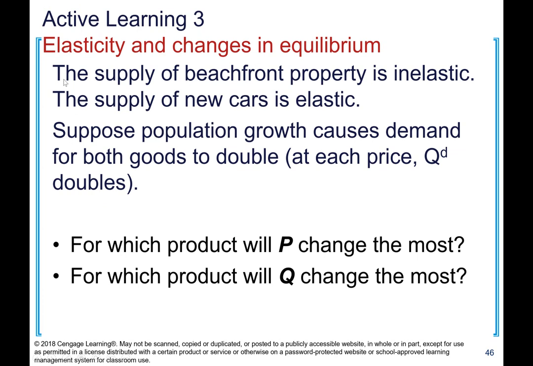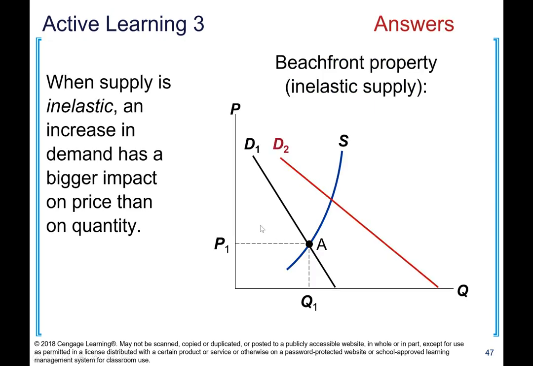Active learning 3, elasticity and changes in equilibrium. The supply of beachfront property is inelastic. The supply of new cars is elastic. Suppose population growth causes demand for both goods to double. At each price, quantity demanded doubles. For which product will price change the most? And for which product will quantity change the most?